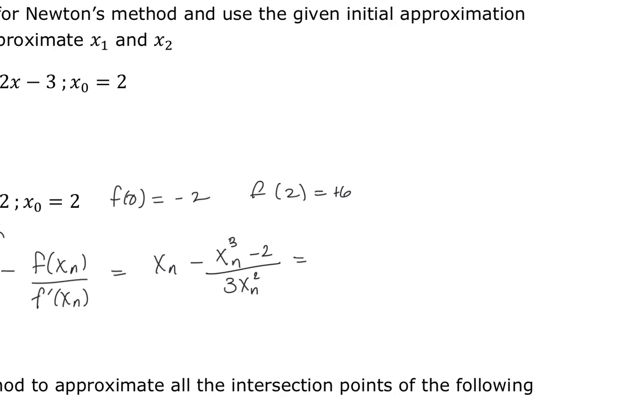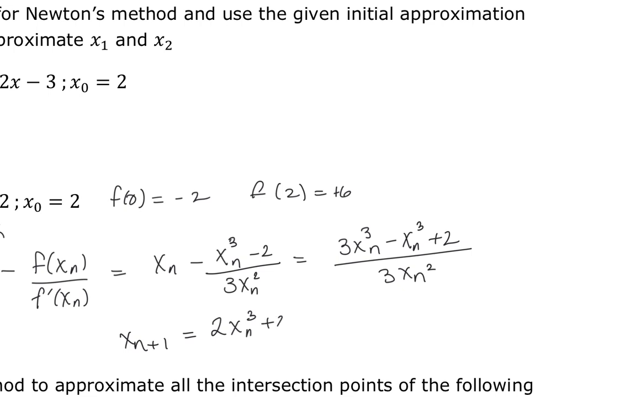And then again, I'm going to clean this up by combining, and I'm going to get 3x_n cubed minus, don't forget this negative will pull through, so it'll be minus (x_n cubed plus 2) all over 3x_n, the quantity squared. So x_(n+1) is going to be equal to (2x_n cubed plus 2) all over 3x_n, the quantity squared.